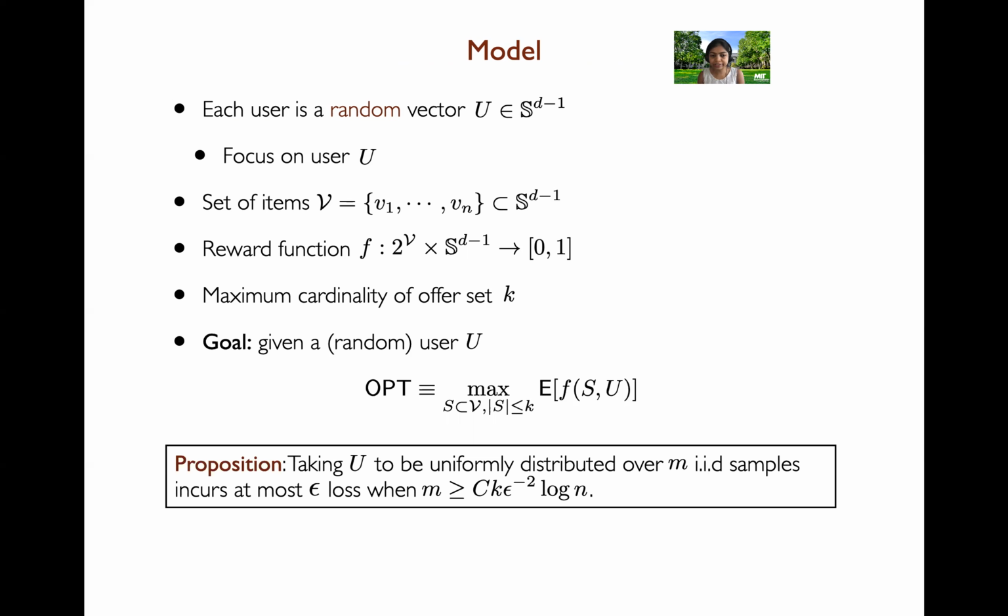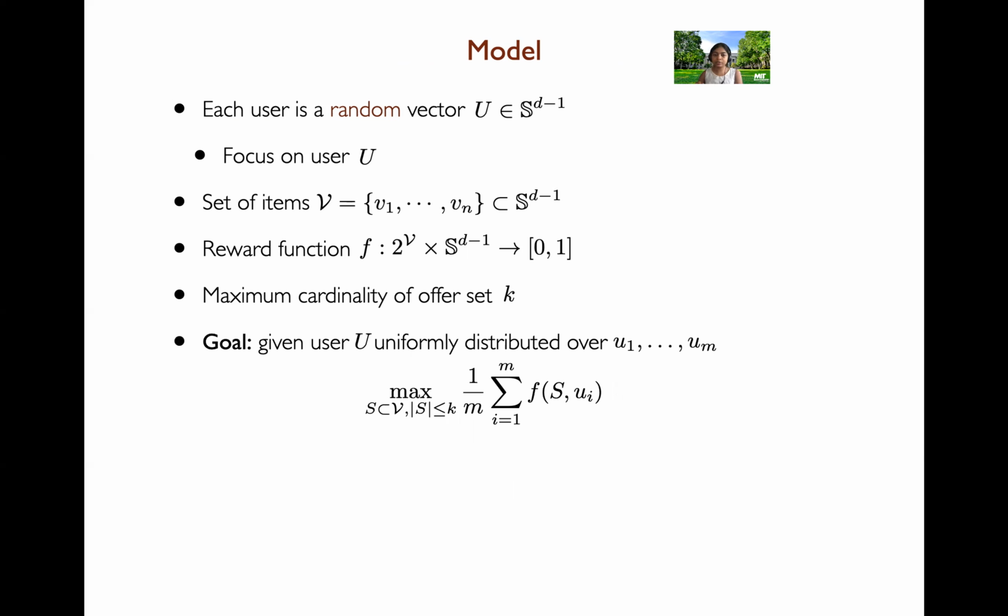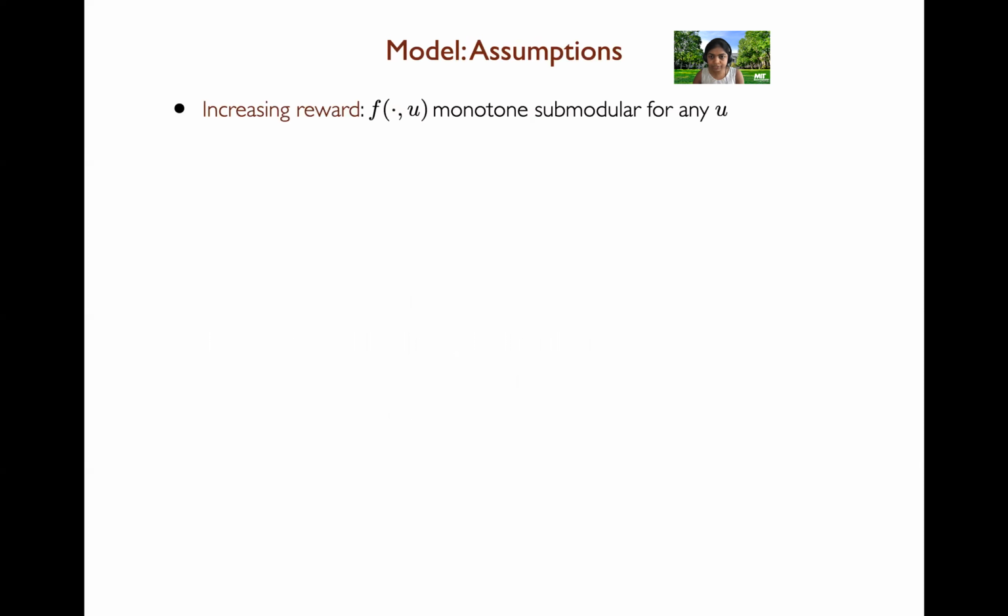We show this result rigorously in our paper: with only a few samples from the user vector, you will not incur much loss in optimality by instead optimizing over this uniform distribution. So for the rest of the talk, I'll just focus on substituting the user distribution with this uniform distribution on points U1 through UM. Now we make some assumptions on the requirements from different aspects of our model.